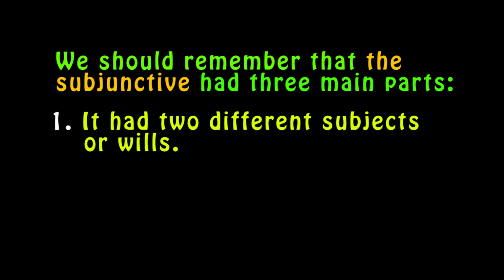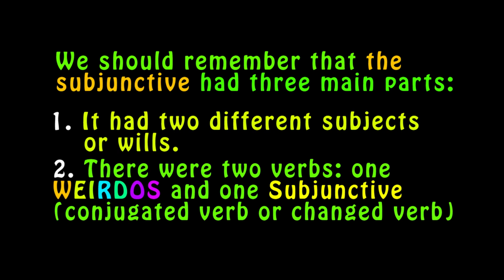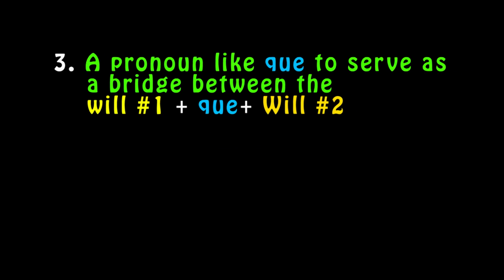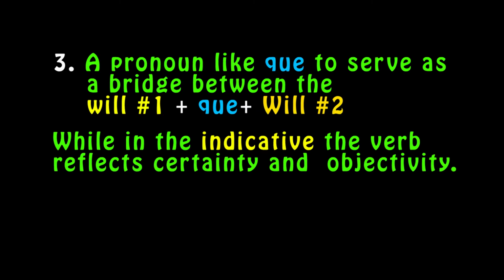So, what should we remember? We should remember that the subjunctive had three main parts. One, that it had two different subjects or wills. Two, that there were two verbs: one coming from the WEIRDOS, and one in the subjunctive, which is a conjugated or changed verb. And three, that there was a pronoun like que to serve as a bridge between will one plus que plus will two. While in the indicative, the verb reflects certainty and objectivity.